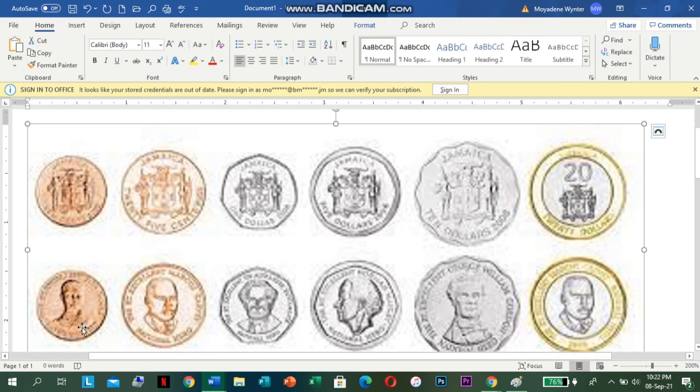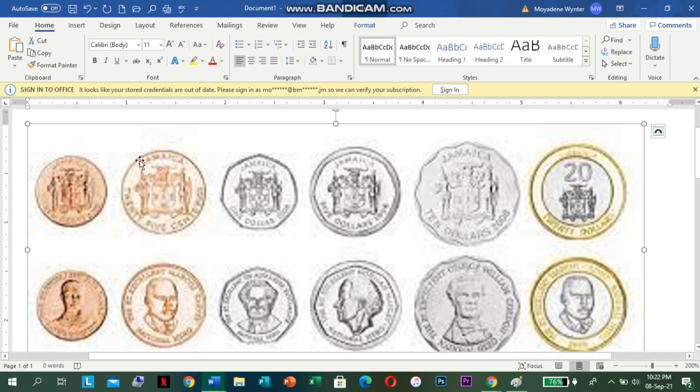And this is the face of the persons on each money. This is Paul Bogle on the 10 cents. This is Marcus Garvey on the 25 cents. This is Sir Alexander Bustamante on the $1. This is Norman Washington Manley on the $5. This is George William Gordon on the $10, and this is Marcus Mosiah Garvey on the $20.